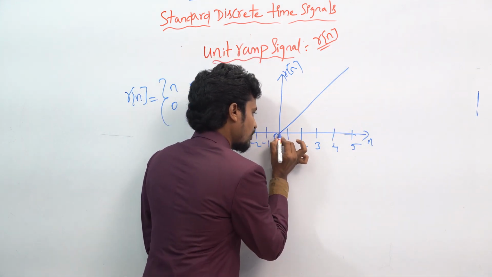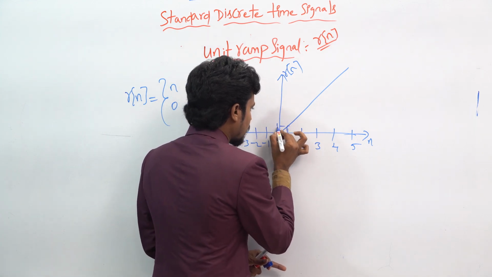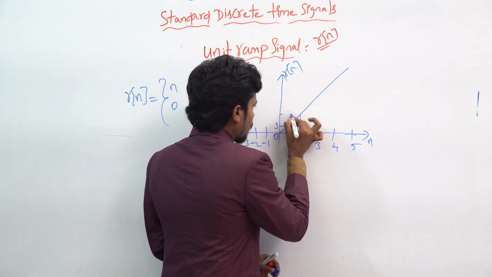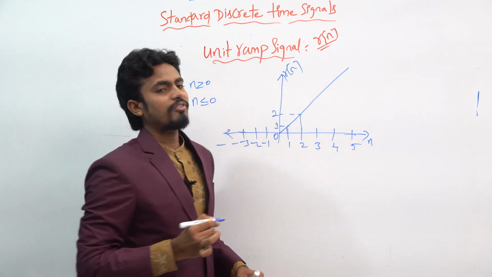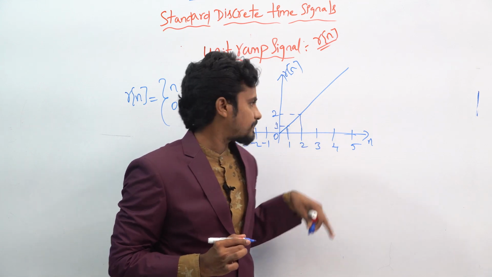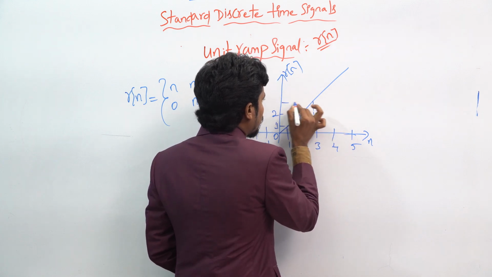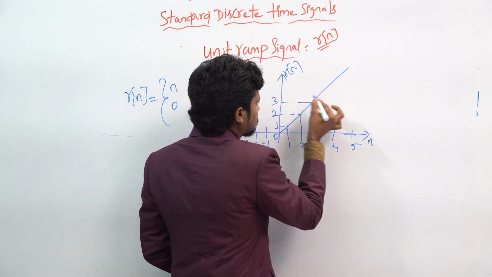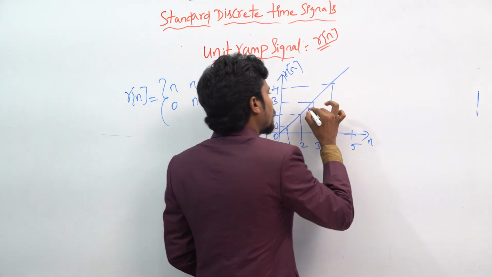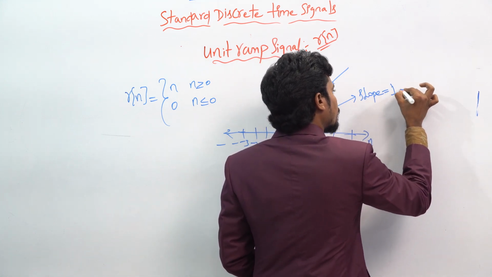So the ramp signal is like this: at 0 you will get 0, and at 1 you will get 1, here the slope is 1, and here also. How do you define the slope? Slope means change in the y-axis divided by change in the x-axis. So in this way we can represent our unit ramp signal. Here the slope is equal to 1.